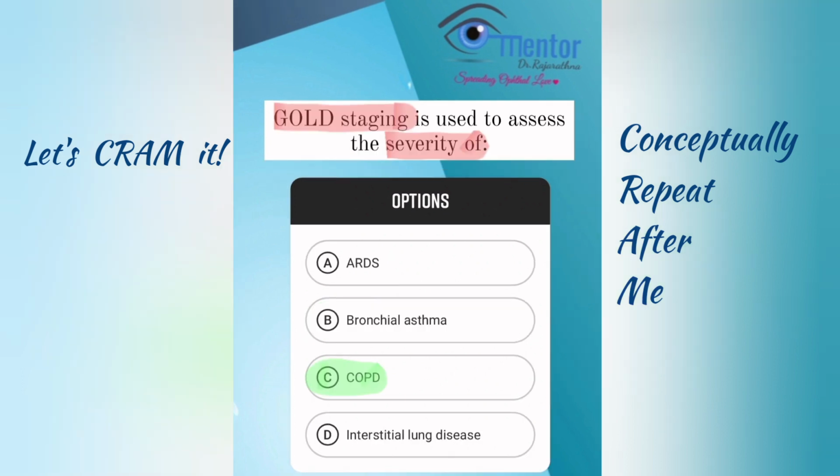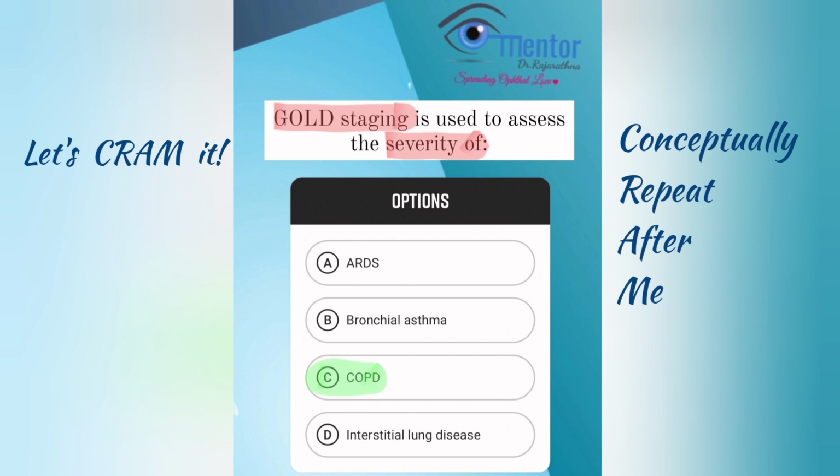Next question, GOLD staging. Now what is GOLD? Global Initiative for Lung Disease. And what is it used for? For assessing the severity of COPD. And what is it based on? It's based on spirometry values. And what values? So two parameters.